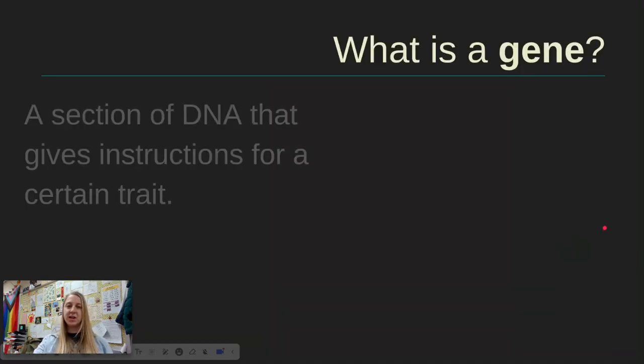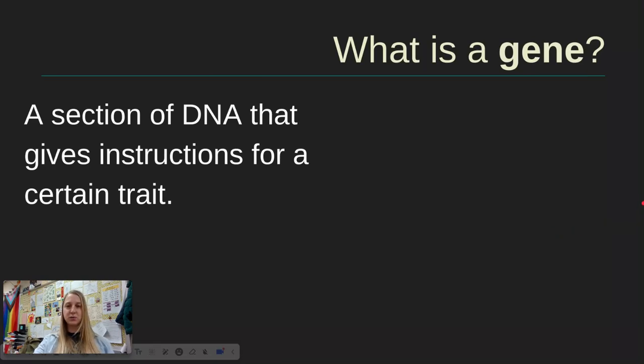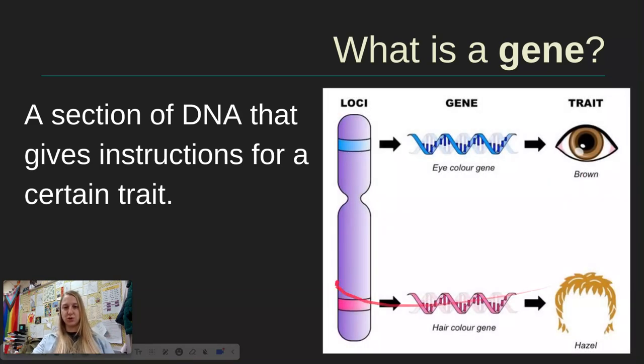What is a gene? A gene, at its most basic level, is just a section of DNA that gives instructions for a certain trait. So you have a ton of DNA, but if you just take a little snippet out of that, that might be a gene that would give instructions for a trait. So here's our chromosome. Each one of those little bands we were looking at, if you unravel the DNA in that section, that might be a gene, and it might code for some trait, such as having brown eyes or hazel hair.